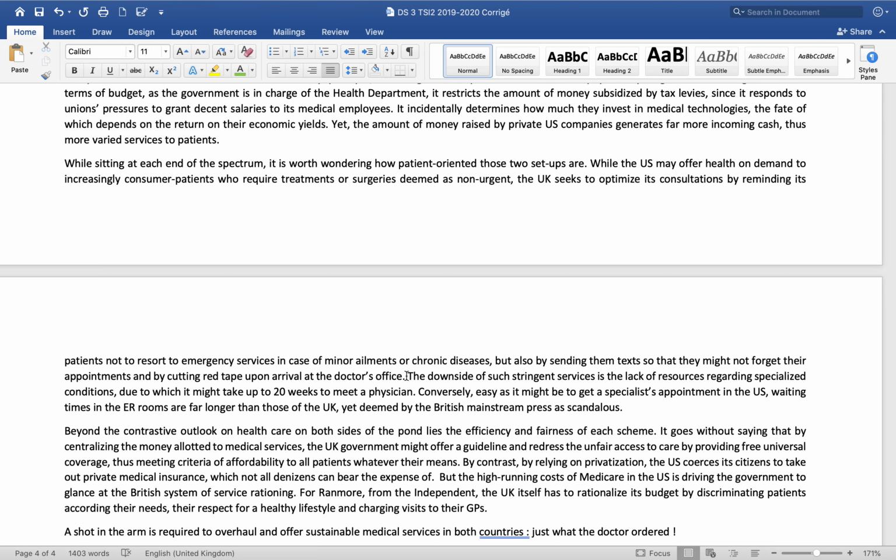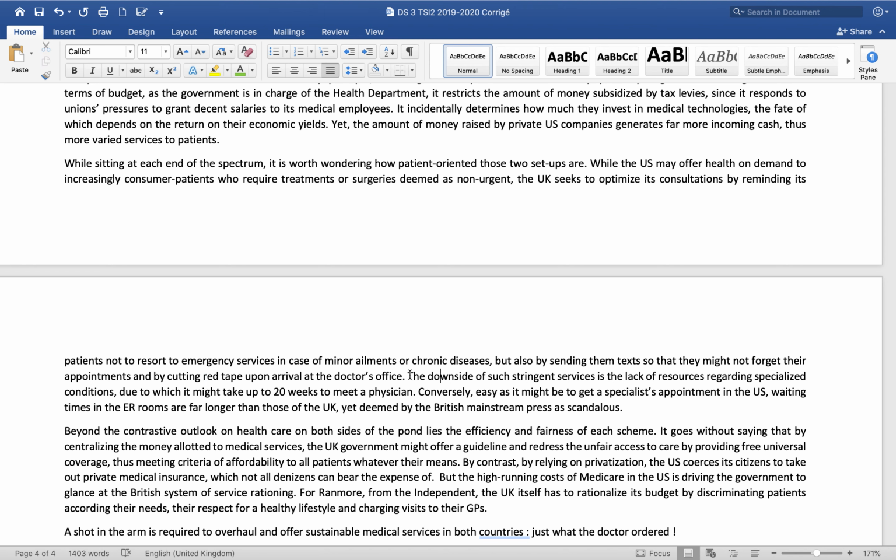So I'm explaining here how, yes, indeed, you cannot demand whatever you want from the British health system, but they're trying to optimize everything. And I explain how they optimize everything, okay? They make sure you get the appointment on time. They make sure you only use hospital services when it's necessary for urgent emergencies, by helping you with your administrative papers. So they're trying to make it simpler for the users.